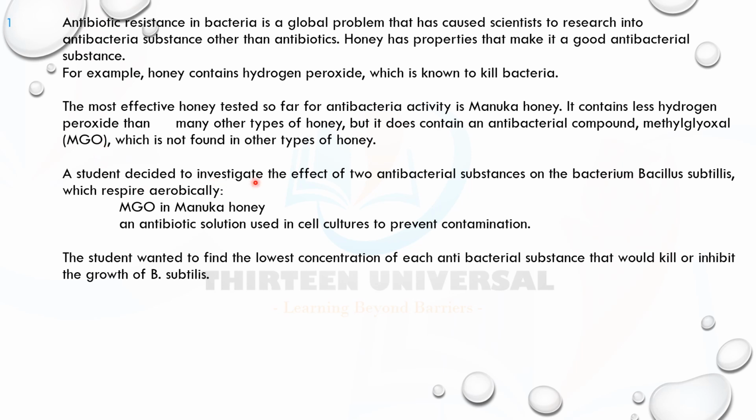A student decided to investigate the effect of two antibacterial substances on the bacterium Bacillus subtilis, which respires aerobically. Very important. Remember, it respires aerobically. MGO in Manuka honey, and an antibiotic solution. These are things we're given. You have MGO in Manuka honey, then an antibiotic solution used in cell cultures to prevent contamination. The student wanted to find the lowest concentration of each antibacterial substance that would kill or inhibit the growth of B. subtilis.